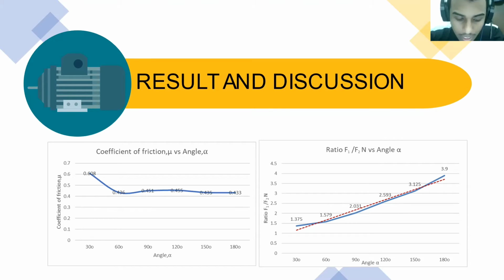F1 equal to F load, which is force of the tension side. F2 is the F hold, force of the pulley side. The graph shows that as the angle increases, the ratio also increases.